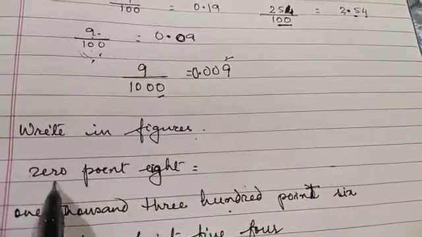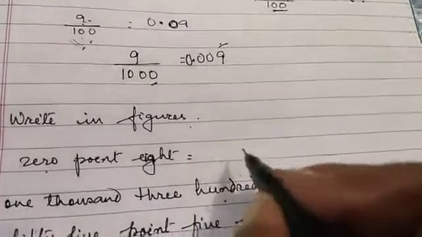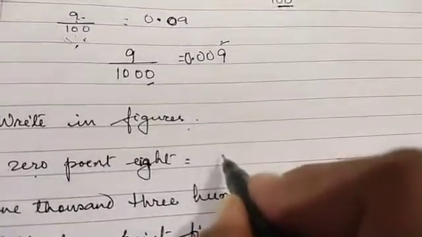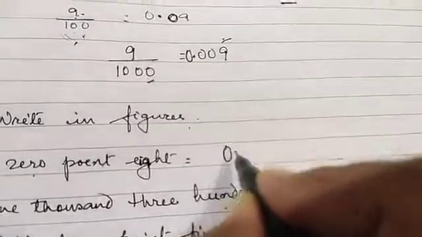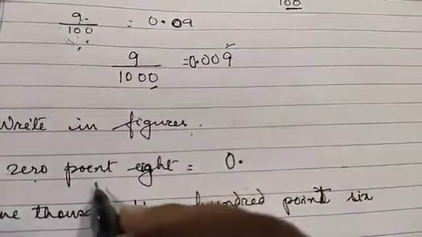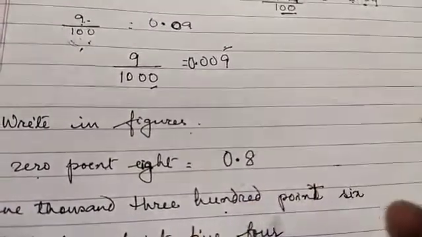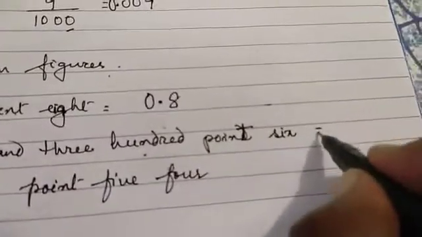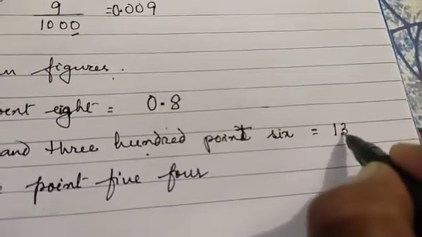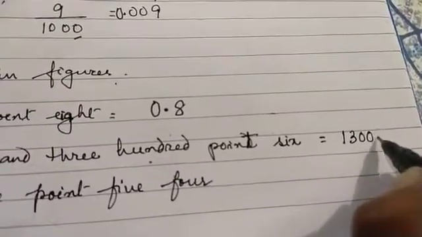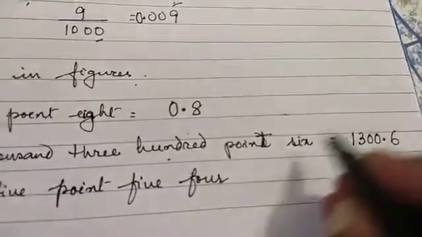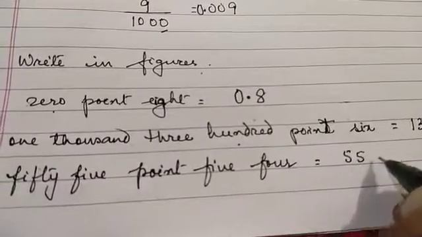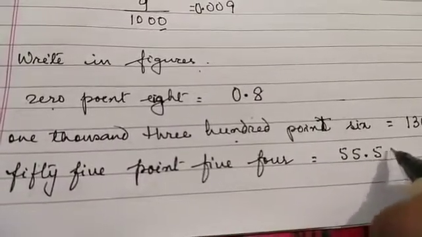Now let us learn how to write in figures. I have 0.8. So 0 I will write. Whatever you read over here, you are going to write it in digits, in figures. 0, give a point for this point and then write 8. Then 1300.6. Then you have 55.54.